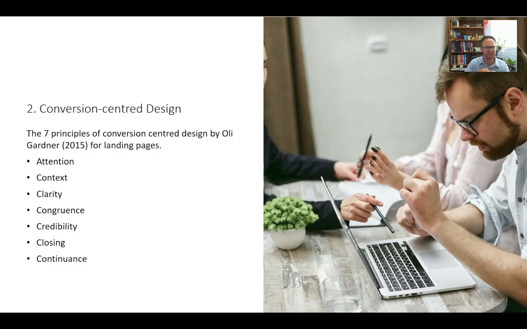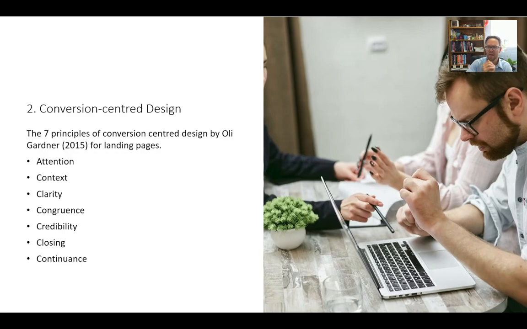Next one is context. It needs to be framed in some context so you know what it means. Have you ever been to a website where you got there and you're not quite sure what the website's for? They've got lots of pretty pictures and stuff like that, but you're just not sure why you're there. It's got no context. So clarity, congruence, that things come together, credibility. So you're thinking, hang on, is this a dodgy website? Am I getting scammed here? No, it needs to look credible, right?